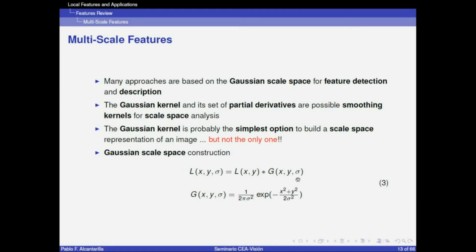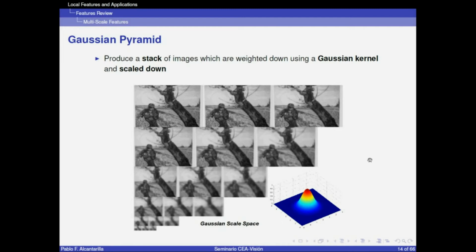Another possibility for building a Gaussian scale space is using Gaussian pyramids. The idea in Gaussian pyramids is to produce a stack of images which are weighted down using a Gaussian kernel and scaled down. Normally the scale space is divided in a series of octaves and a series of sublevels per octave. When we have convolved our image with a Gaussian kernel with a standard deviation of a factor of 2, we are going to scale down our image, and then we are going to convolve for a new octave with Gaussian kernels until we reach again a factor of 2. So we can obtain a representation as here.